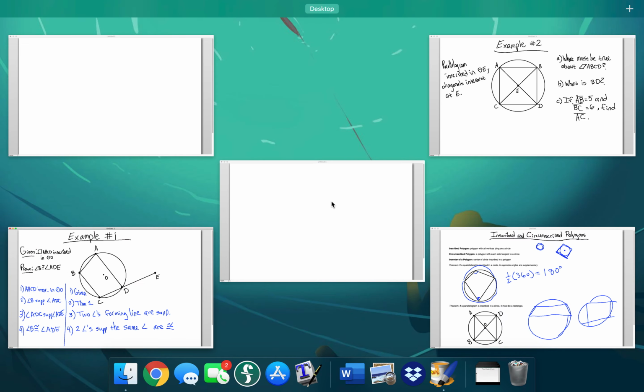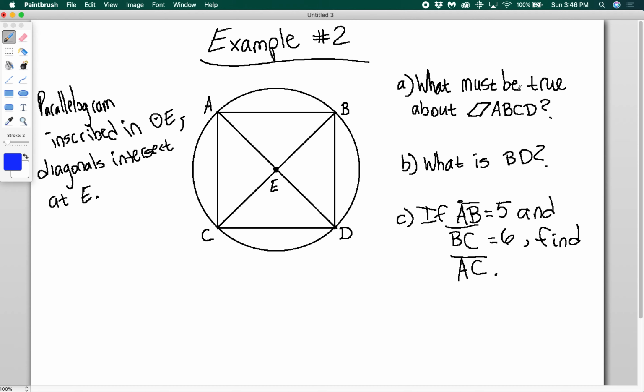All right, let's move on to one more example today. Here, I have a parallelogram ABCD inscribed in a circle, and the diagonals intersect at the center E. What must be true about this quadrilateral? Well, it must be a rectangle, right? Even if I didn't draw it, you know it has to be a rectangle because they told you it's a parallelogram, and all parallelograms inscribed in a circle have to be rectangles. That was theorem 2.